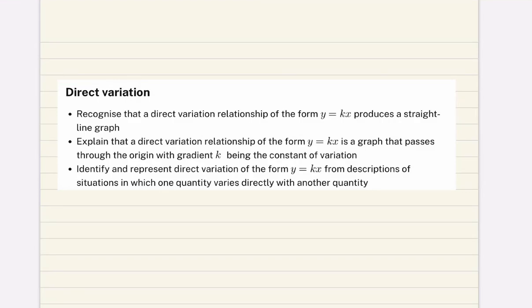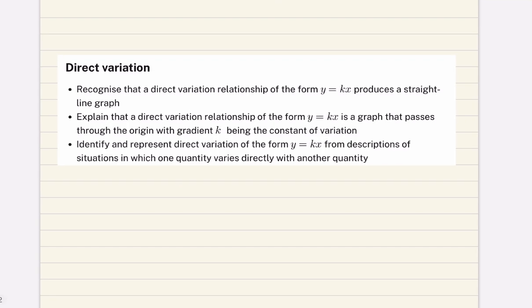Hey guys, welcome back to the linear relationships topic. Today we're going to be looking at the direct variations part of the topic. So we've already looked at the linear relationships part and the linear modeling part, and now we're going to look at the direct variation part. There's going to be two parts on direct variation. This is the first part.